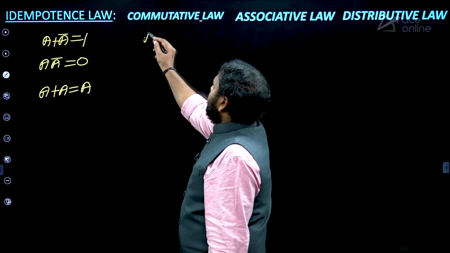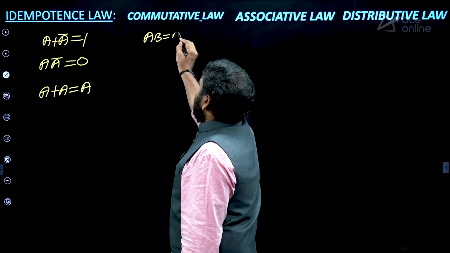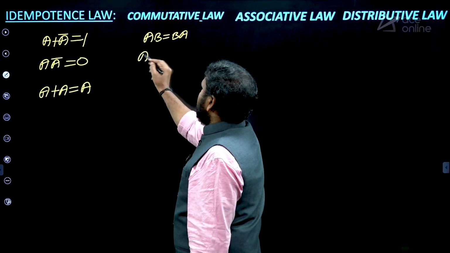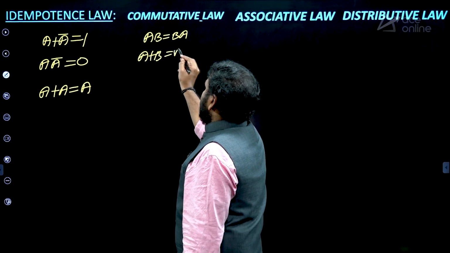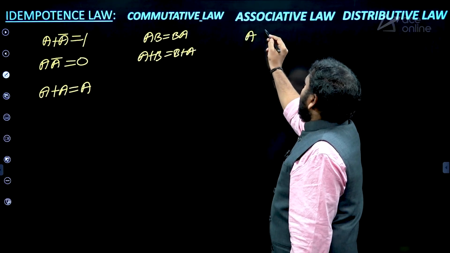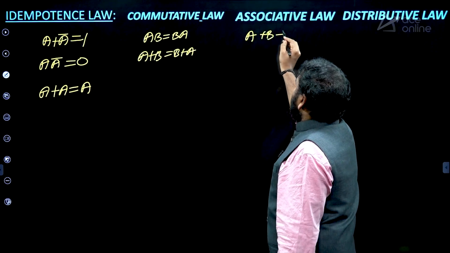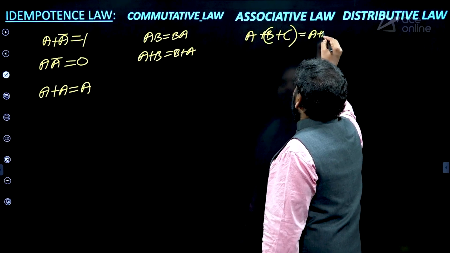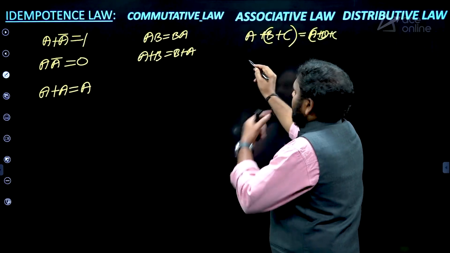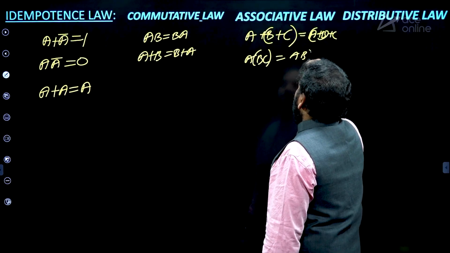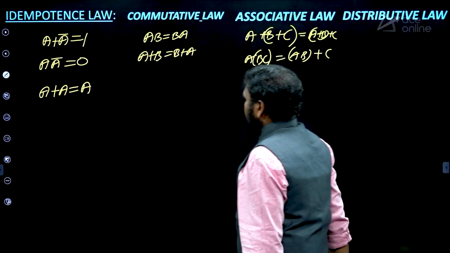Commutative law: AB is equal to BA, similarly A plus B equals B plus A. If you want, you can write it; I don't write all. Associative law: A plus B plus C is equal to A plus B plus C, and A of BC is equal to AB plus C.